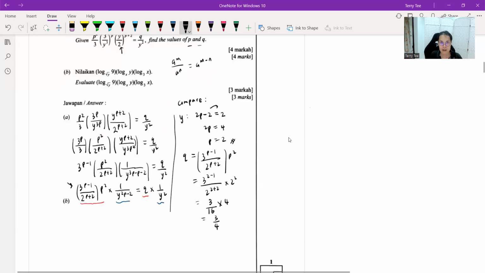But it looks like I don't have enough space for part B. Okay, so maybe I do part B on the right-hand side here. Part B, we're supposed to evaluate logarithms. So let me do it on the right-hand side here. In this logarithm, you can see their bases are different.